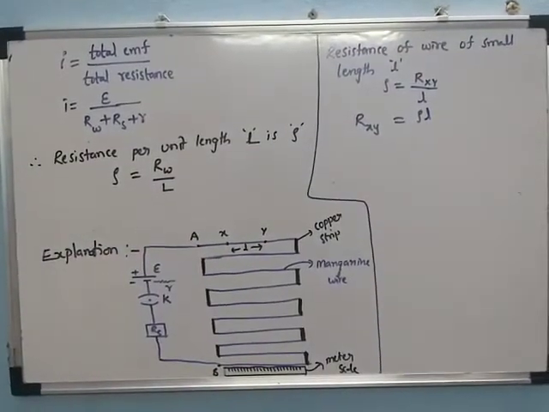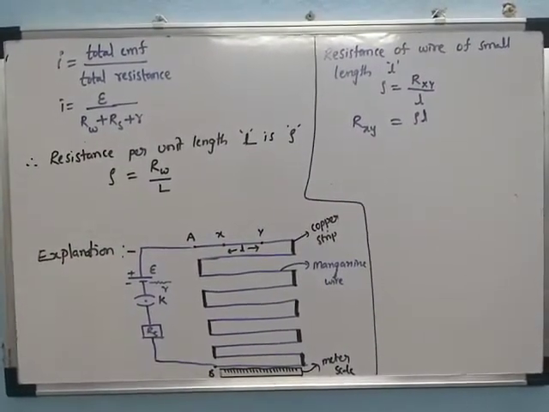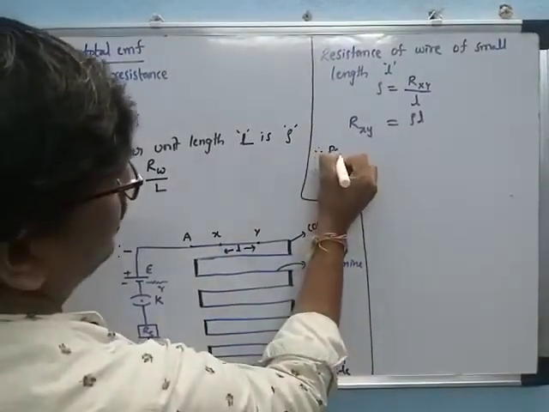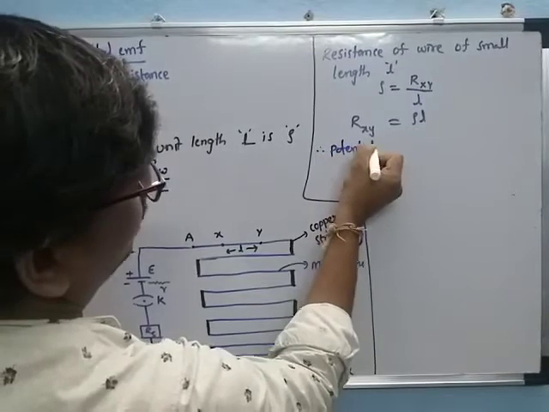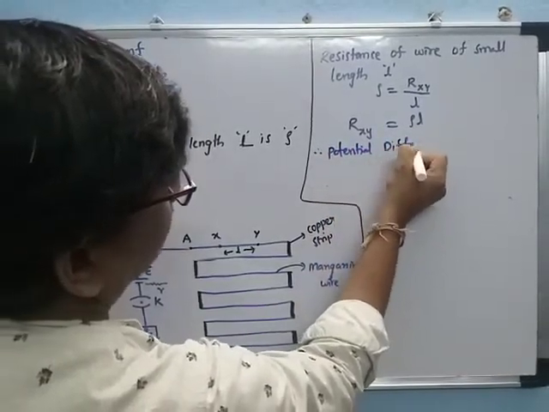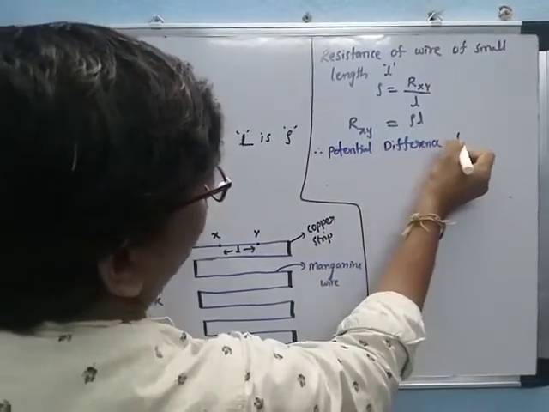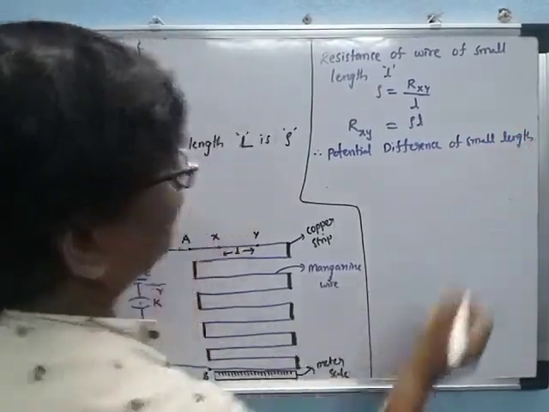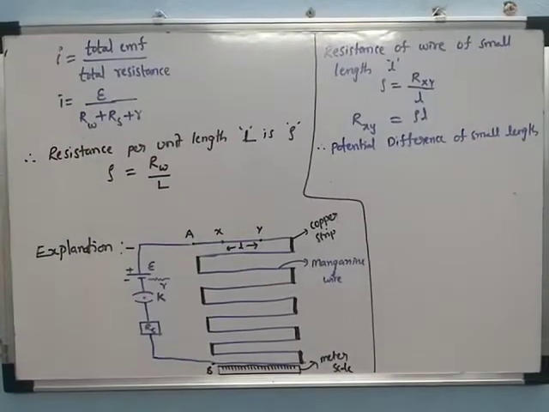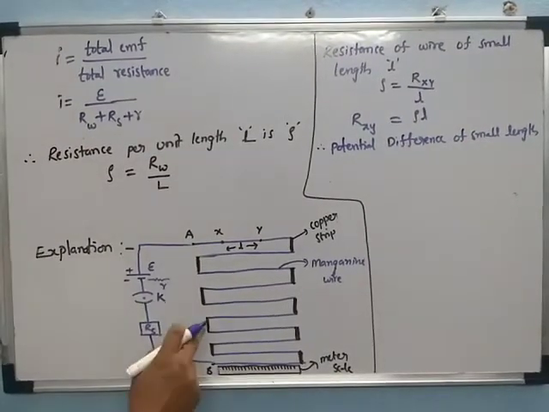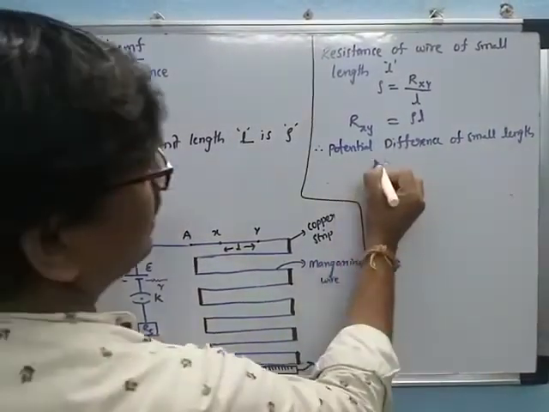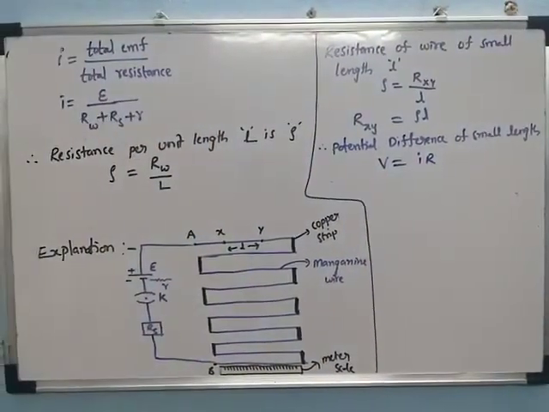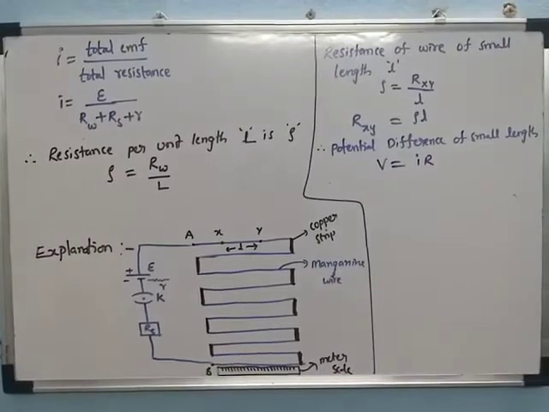Then after that, what we can find is the potential difference of the small length. The potential difference, from Ohm's law, V is equal to I into R.